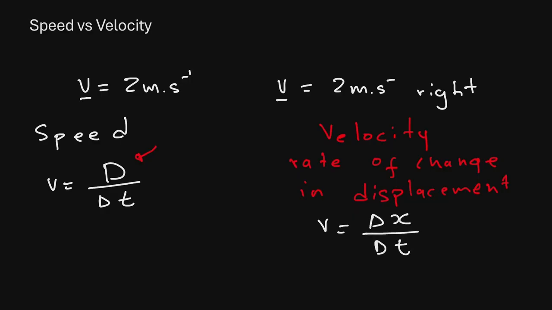So the difference between these two quantities is that one has a distance, and the other has a displacement. That is the major difference between these two physical quantities.